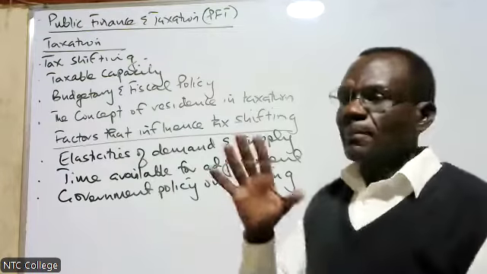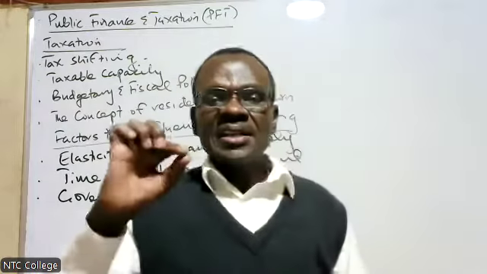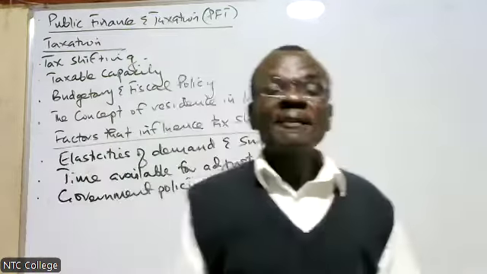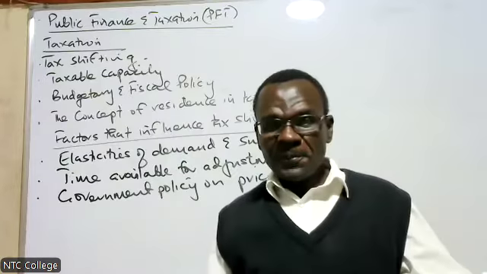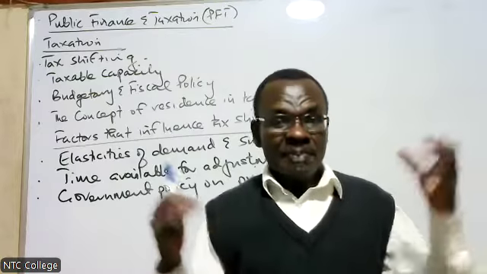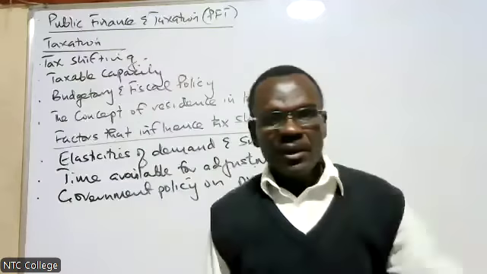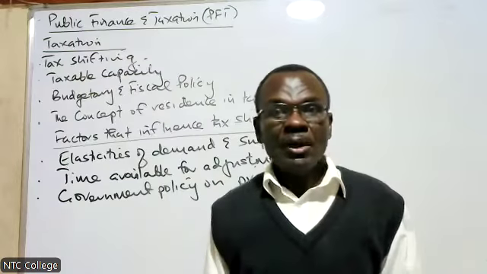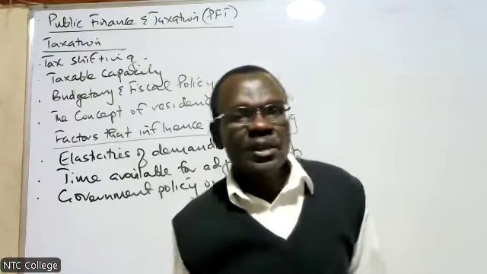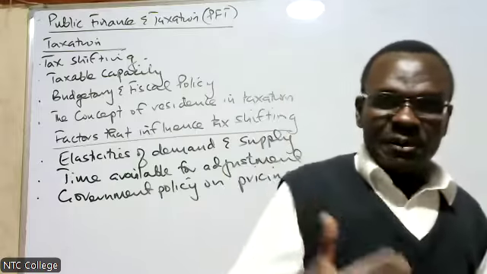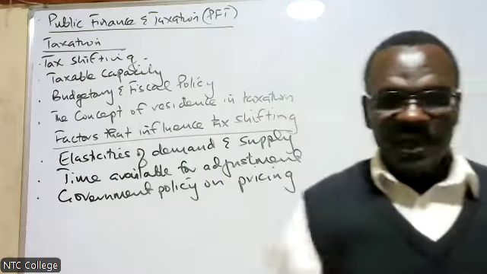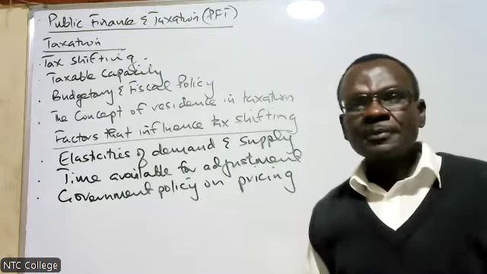So if the government policy has already set a price at a certain amount, then it means there will be no tax shifting. The producer will have to bear the burden of tax because he cannot transfer the burden of tax to the consumer because the prices are fixed. So government policy is an important factor as far as tax shifting is concerned.